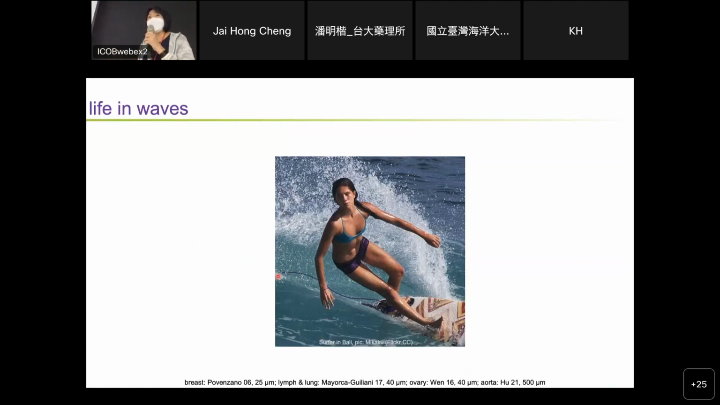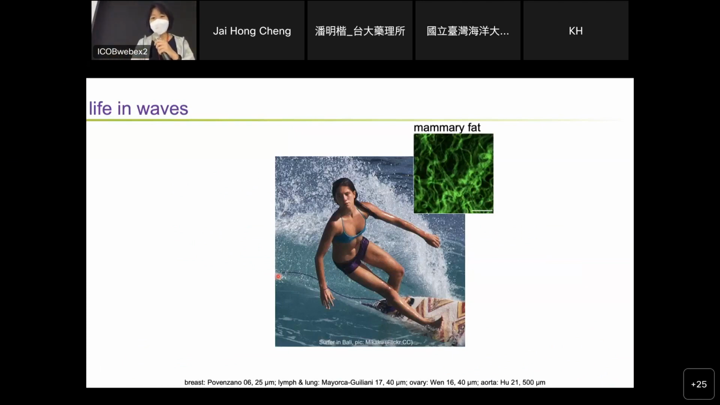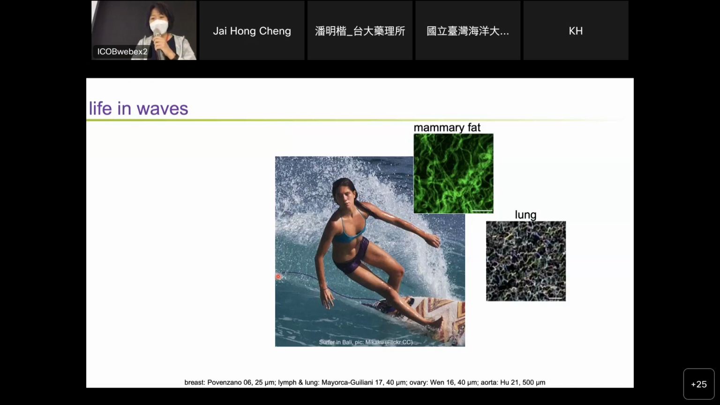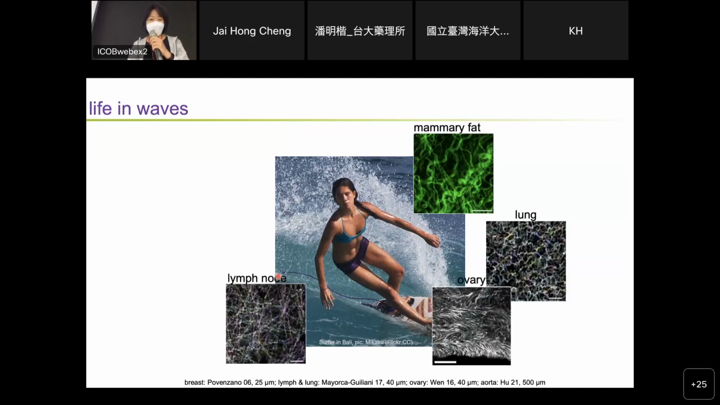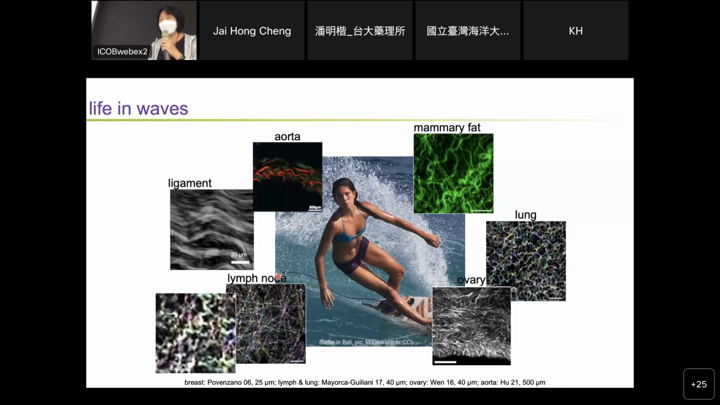What I want to talk about is the wavy structure that exists in many tissues in our body. So this is fat, lung, ovary, lymph node, some zoomed pictures, ligaments, and arteries. Most of these pictures show collagen fibers. You can see that some of them are aligned, like in arteries and in ligaments. Others are more randomly oriented, but you can all appreciate this wavy structure that exists in these fibers.